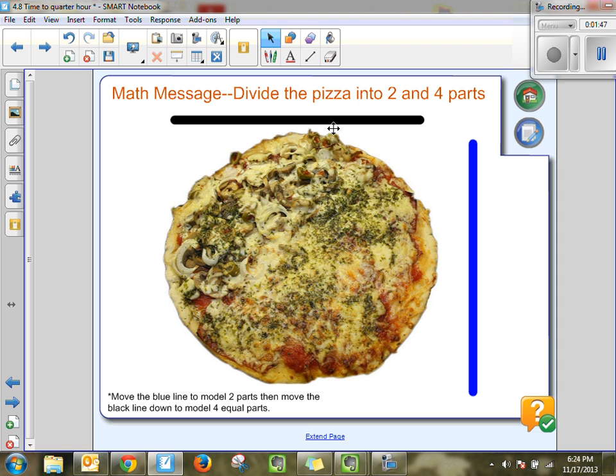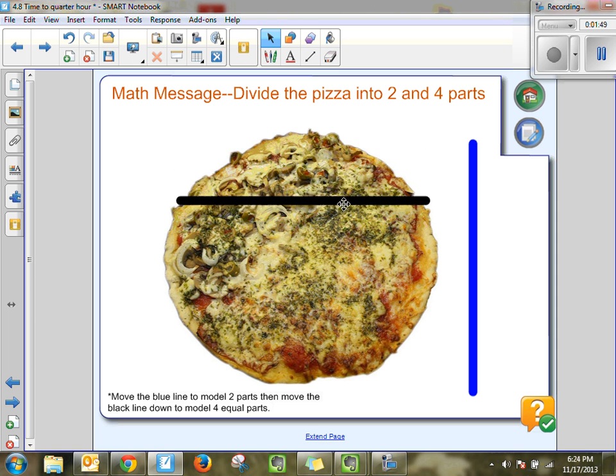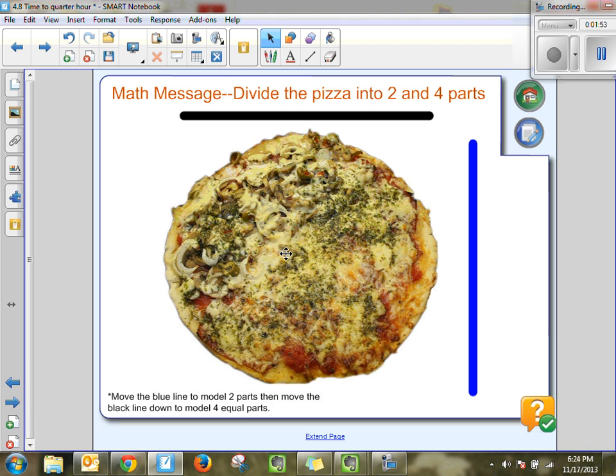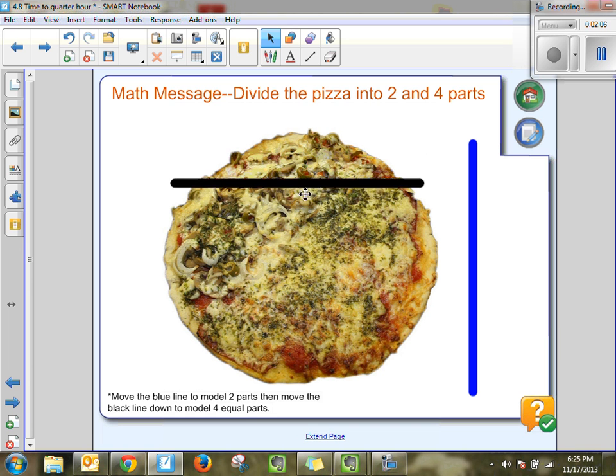Now what I'm going to do is I'm going to drag this black line up and down. And we're going to start by just dividing this pizza into 2 equal parts. Okay? So I just want to split this pizza in half. If it was going to be you and a friend sharing this pizza, I want you to tell me, where would this black line go to divide it into 2 equal parts. So if I start dragging it, would that be 2 equal parts? No, because the bottom part is way, way bigger than the top part.